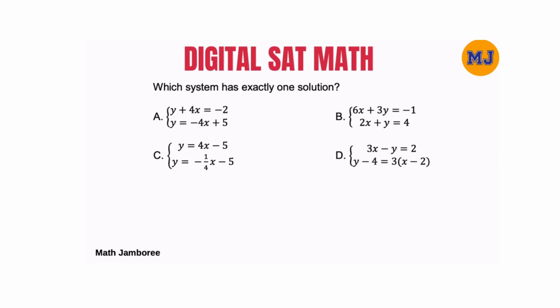Let's start by understanding what it means for a system to have a unique solution. A unique solution occurs when the graphs of the equations intersect at exactly one point. This point represents a single set of values for the variables that satisfies all equations in the system.